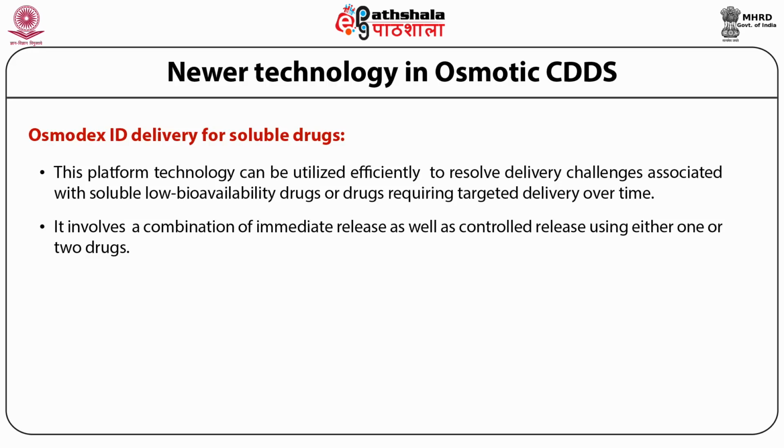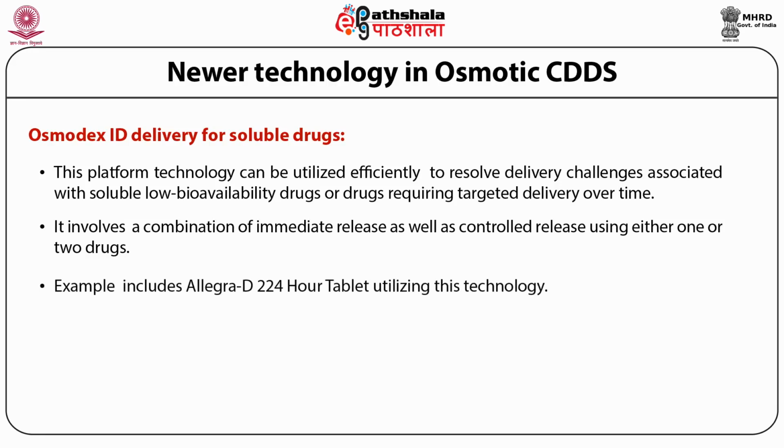Another one is composed of an immediate release component or system and then a controlled release part. An example of this is Allergan's D224 tablet, from Allergan, a company that is manufacturing this particular technology. The fourth example is the Osmodex double CR combination. As the name itself indicates, it is a double controlled release combination.